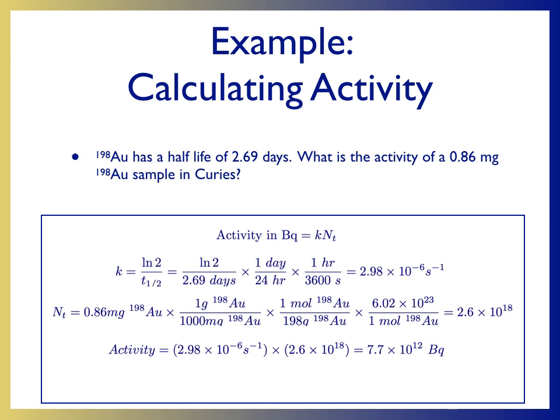Our last step is to convert the number of becquerels into curies by dividing by 3.700 times 10 to the 10th becquerels. Please note that there's a typo in that conversion factor. Instead of 3,700 times 10 to the 10th, it should read 3.700 times 10 to the 10th becquerels. This gives us a final activity of 210 curies.